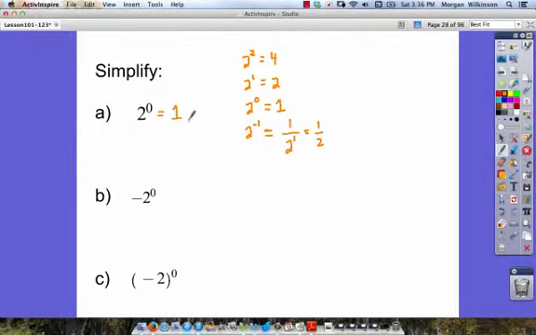And we've got our answer. Negative 2 to the 0th power. Well, in this problem, we ignore the negative because it's not in parentheses. 2 to the 0th power is 1, and then it must be negative.